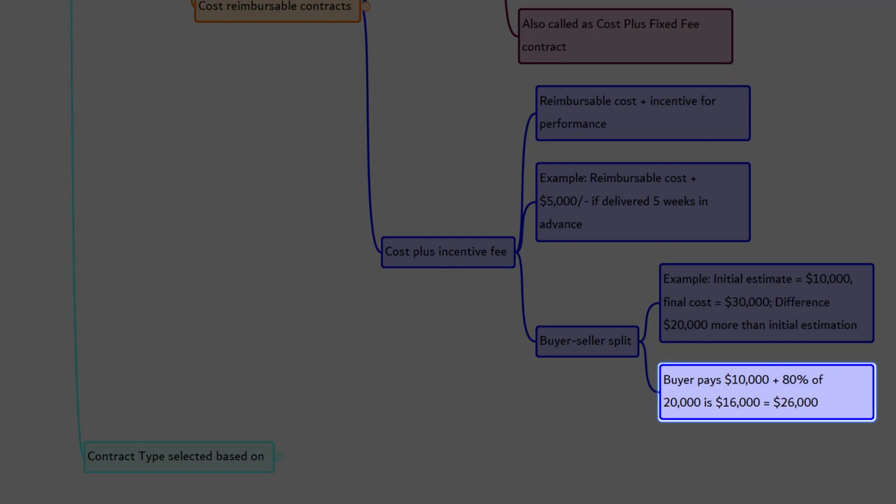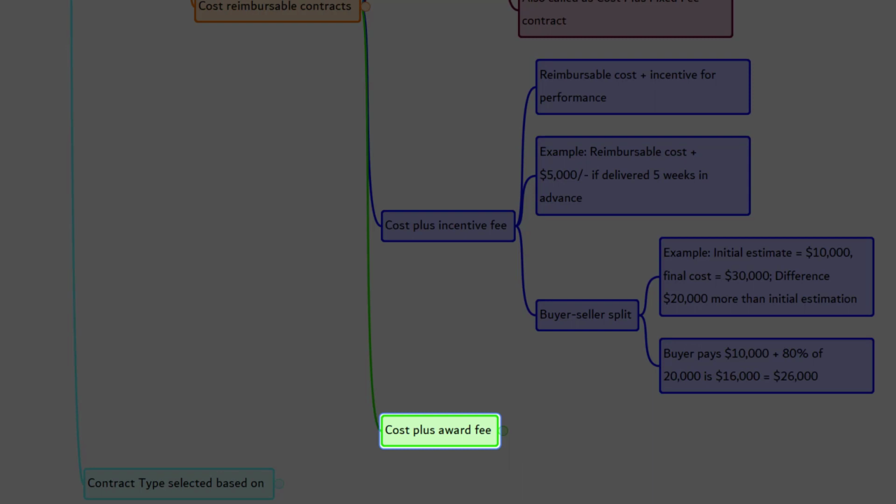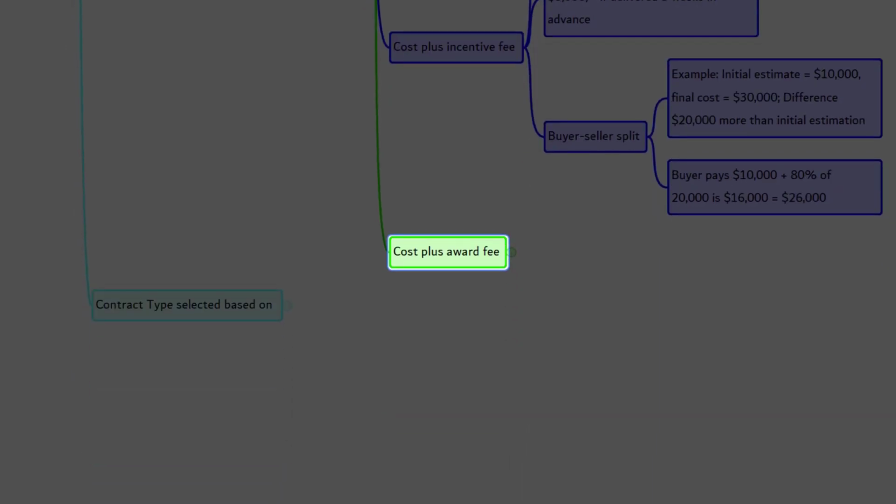So in total, the buyer paid the initial agreed estimate of $10,000 plus 80% of overshoot cost, which is $16,000. So in total, $26,000. Seller bears 20% of the share, which is $4,000. The next type is cost plus award fee.